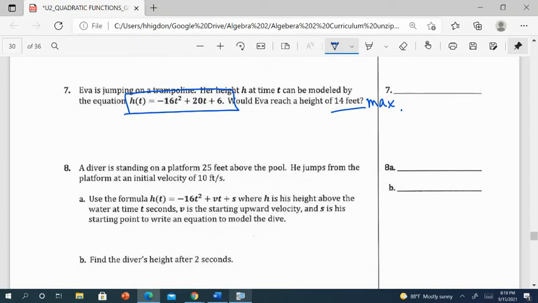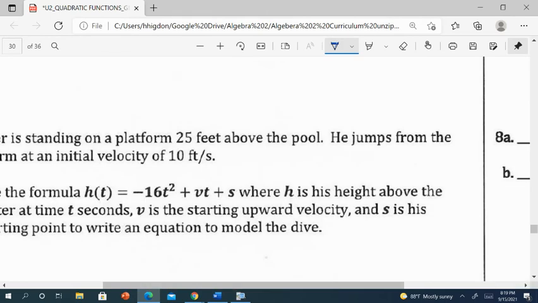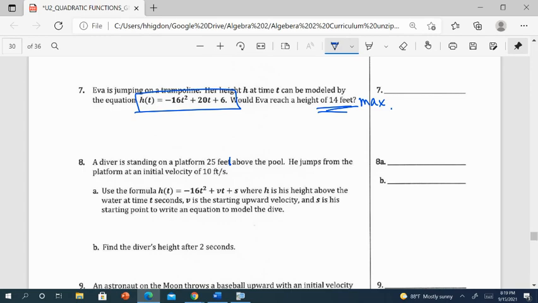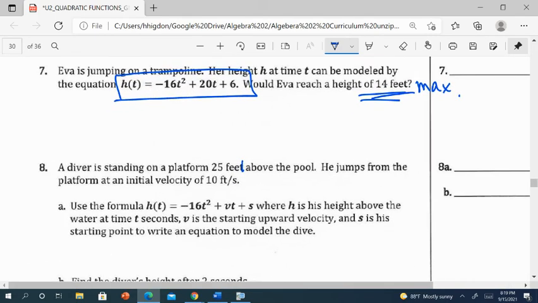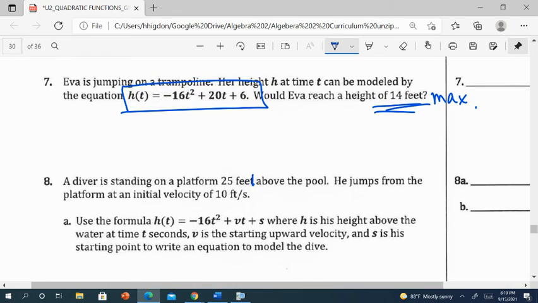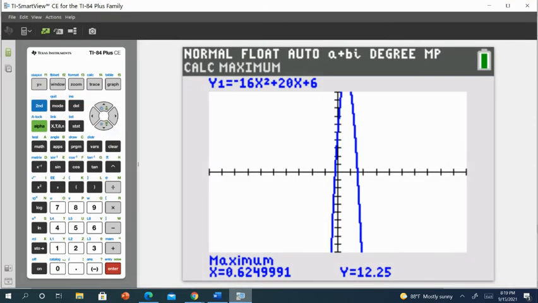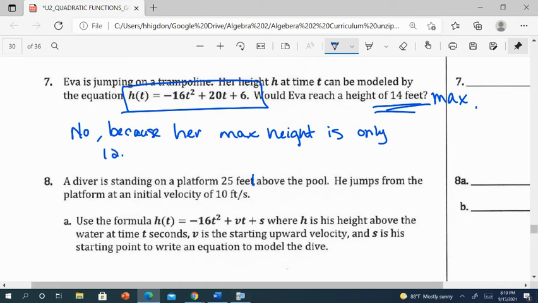So the question here was, will she reach a maximum height of 14 feet? The answer is no, because her maximum height is only 12.25 feet.